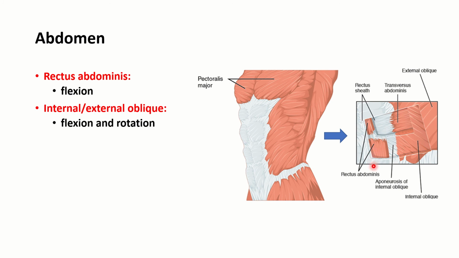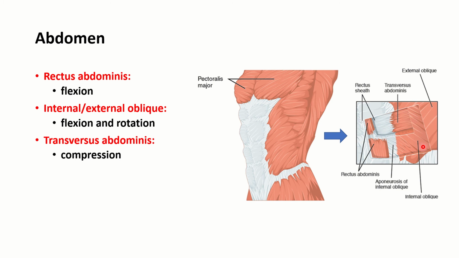Internal and external oblique muscles. Look at the external oblique, the same as the external intercostal, so it's moving downward and inward, like this one. And the internal oblique, located beneath the external oblique and similar to the internal intercostal, has fibers going downward and outward. They are for flexion of the abdomen and also rotation.